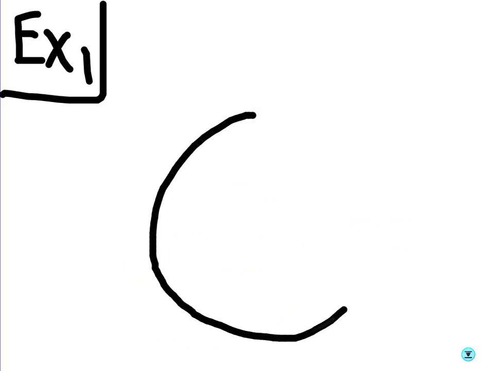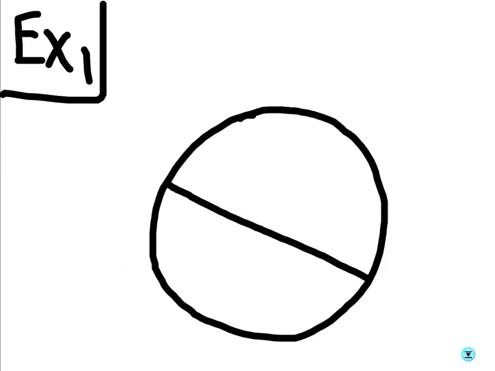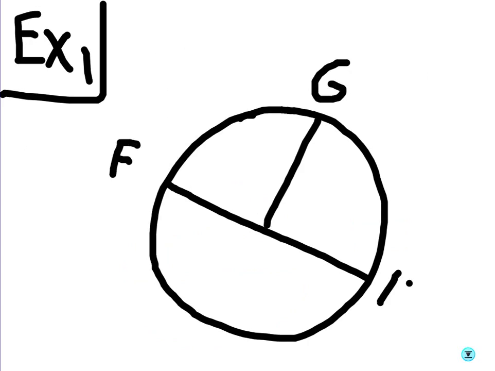All right, so we got this, right? And we got something like that. We got that. We got a G, an F, and an H. Okay, so it says the measure of G, H, F. Okay, I'm going to write that up here.